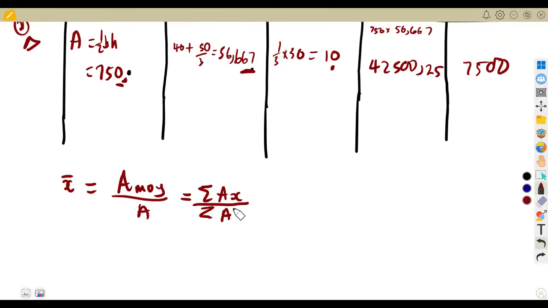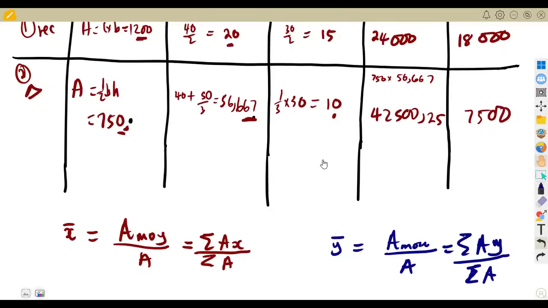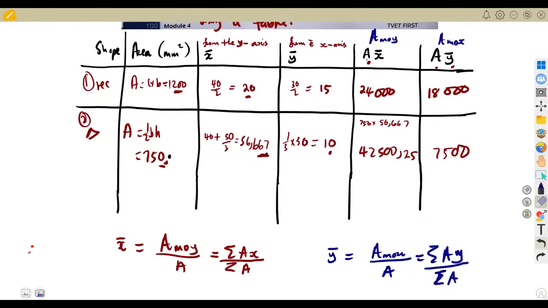So we just need the sum. That is why I'm talking about this sum. The same thing, if we are talking about the Y value, we are going to talk about the area moment about the X over the area. But that area moment about the X is the sum of area times Y over the sum of the areas. So this is the sum of area times Y, the product of A and Y. From our information here, we need the sum of A and X, A and Y, and also the sum of the areas, which is the total here.